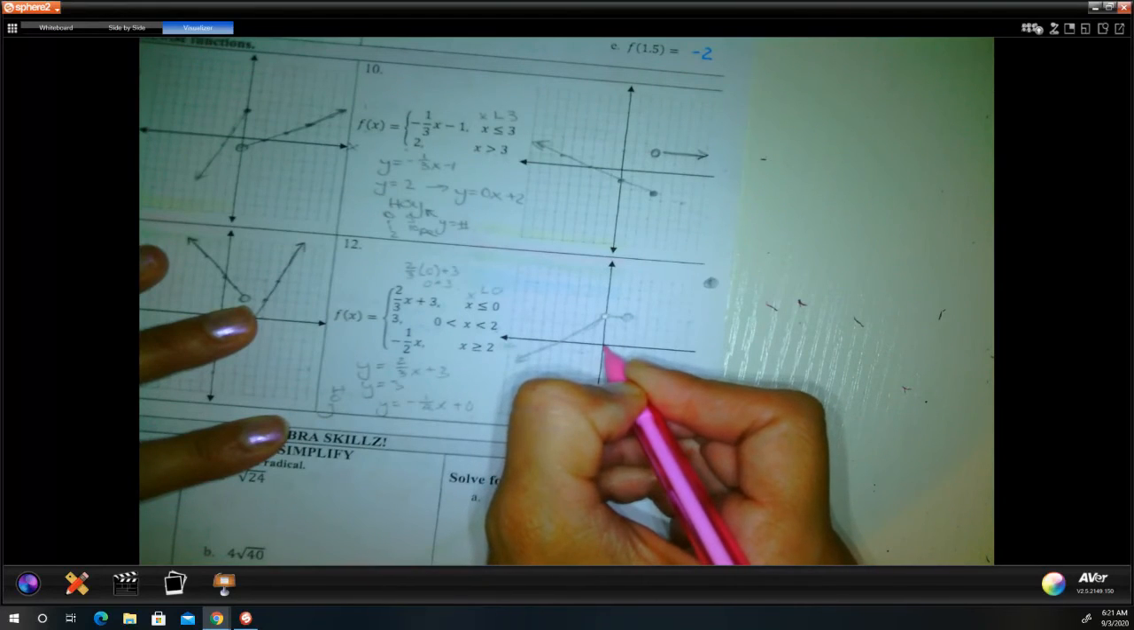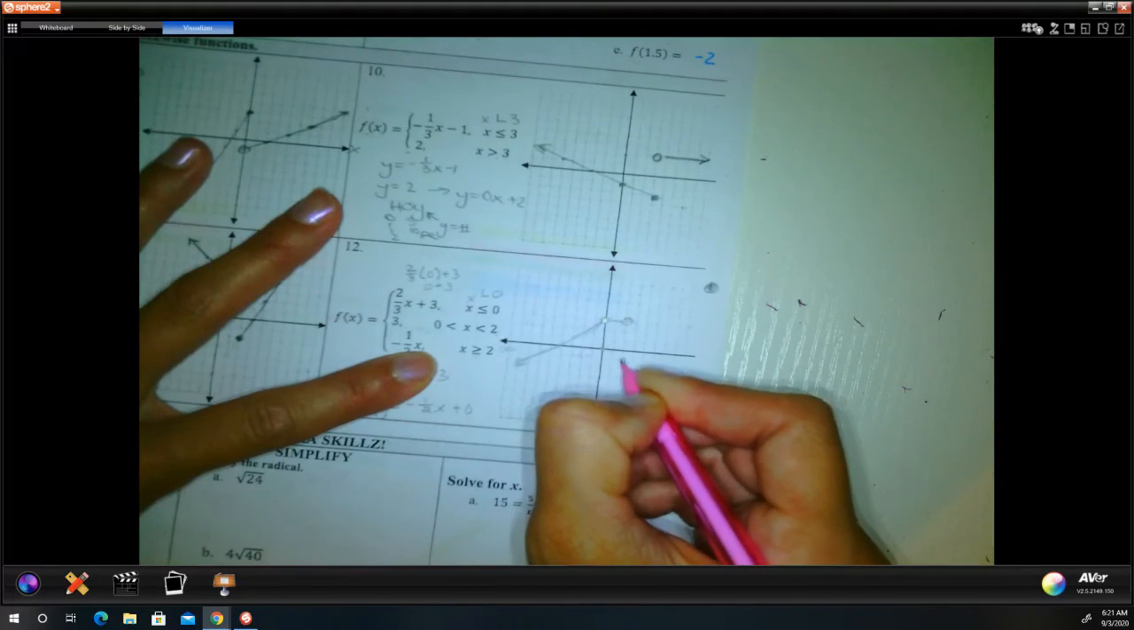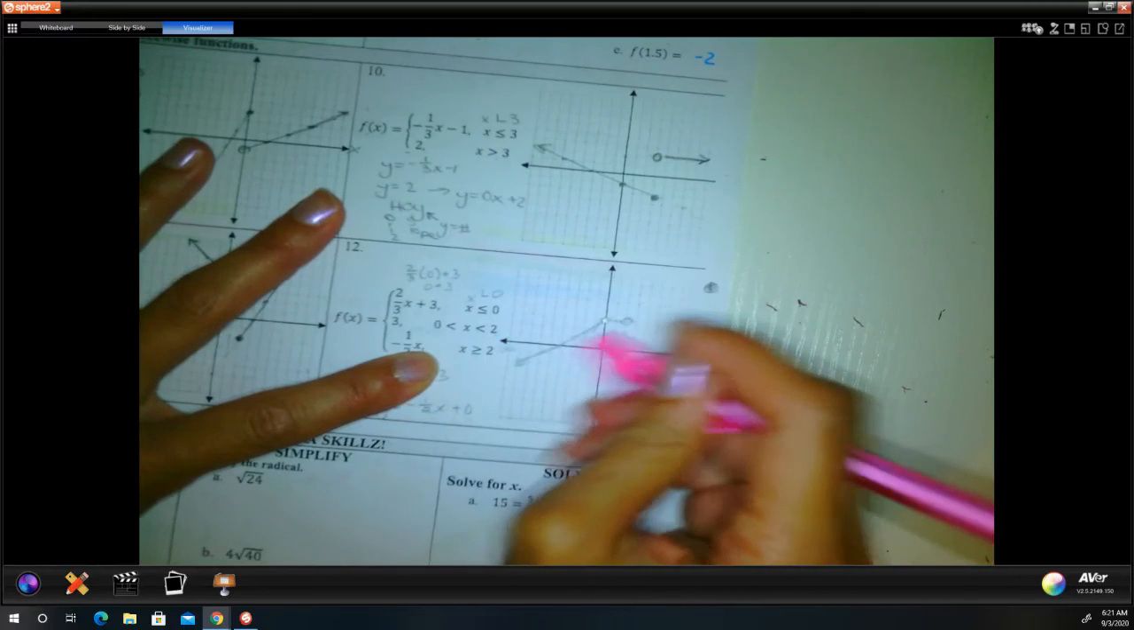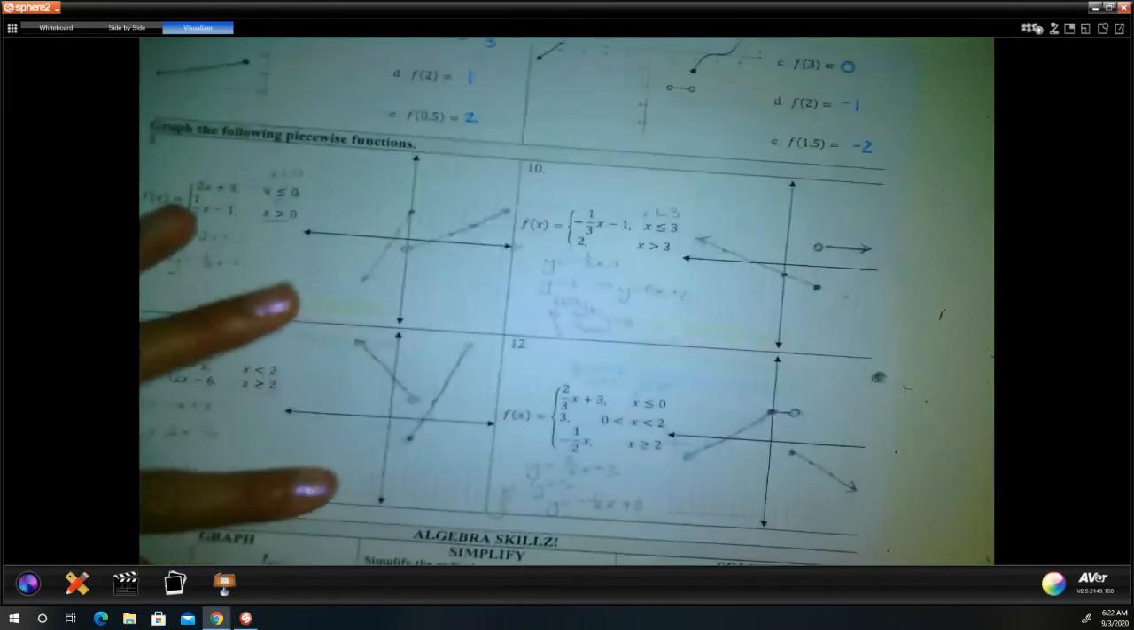All right, last piece for here is -1/2 x. So I might want to put plus 0 just in case I don't see my y-intercept. So I'm going to start at 0, down 1 over 2, down 1 over 2, down 1 over 2, down 1 over 2. So if I look at my domain here, greater than or equal to 2. So at 2, which is this point, I'm going to make a solid circle. I'm going to erase everything to the left and keep everything to the right.